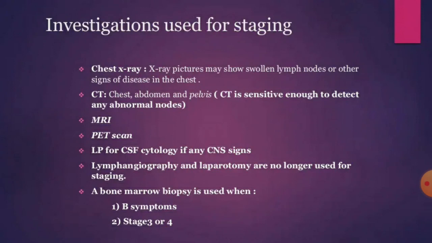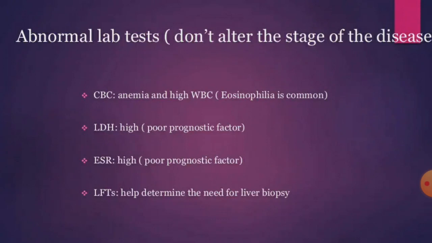A bone marrow biopsy is used when there are B symptoms and in stage 3 and 4. Abnormal lab tests don't alter the staging of the disease. CBC: anemia and high WBC, eosinophilia is common. LDH high is a poor prognostic picture, ESR high is a poor prognostic picture. LFTs help determine the need for liver biopsy.